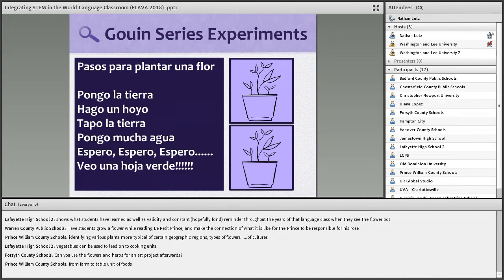So here's an example that my Spanish teaching counterpart does in her classroom, and she titles it Pasos para plantar una flor. And so her steps are pongo la tierra, hago un hoyo, tapo la tierra, pongo mucha agua, espero, espero, espero, y veo una hoja verde. So it's a very simplistic way, but it goes along with our botany unit that we do. So they've done the song, and they've seen various visuals, and now this is a great way, when it's time for them to plant their seeds in their pots that they're going to eventually take home, to do a Gouin series in order to make that happen.